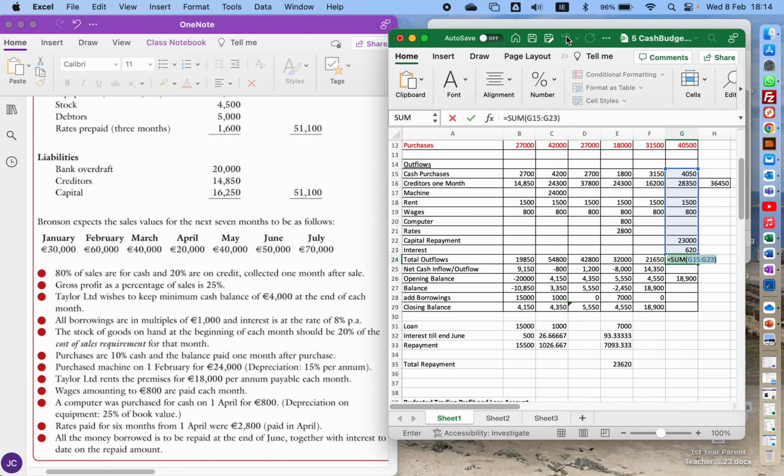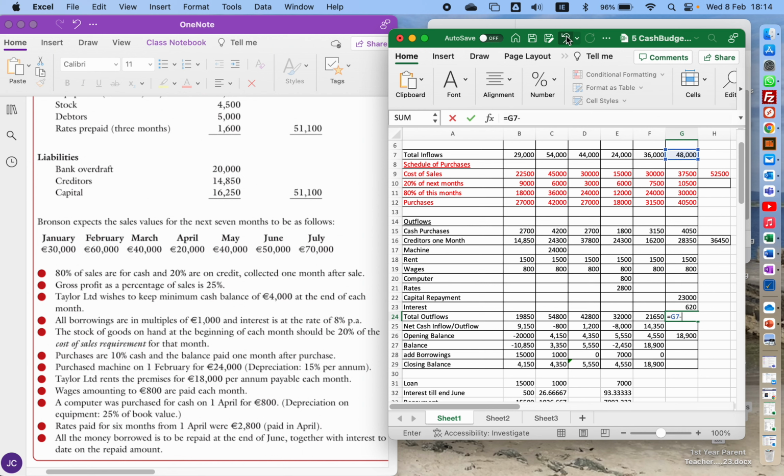Let's just undo that. So my net cash is going to be the same as done before. Total inflows, take away my... put it in the wrong place. So there's my total outflows. My net cash then is going to be 48 minus 58. So my balance then is going to be minus 10 plus 18,900 carried over from the previous month. And we're not going to have to, let's just quickly check, 48. Yeah, so we're not going to have to borrow any more for this month.